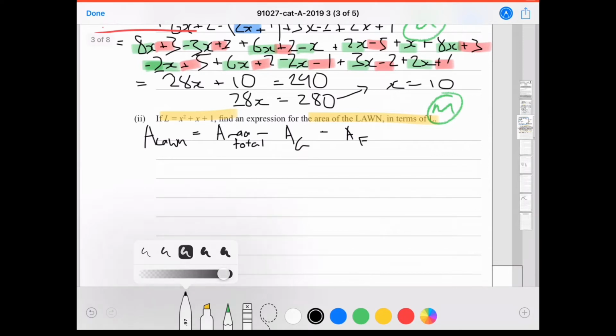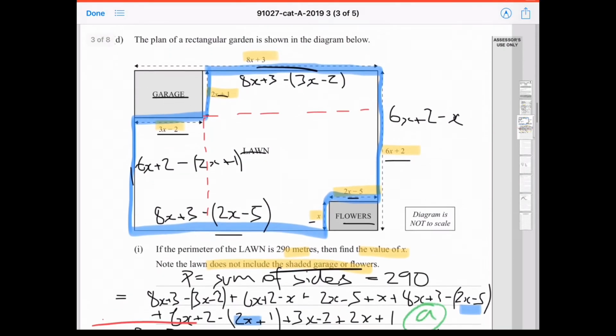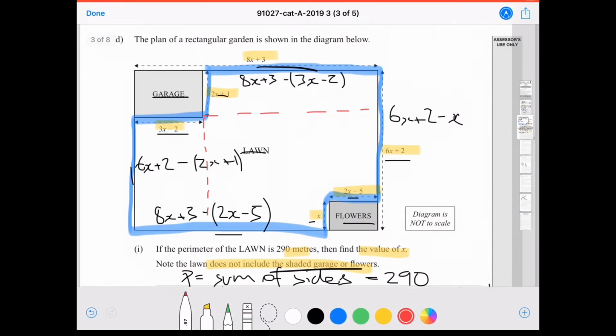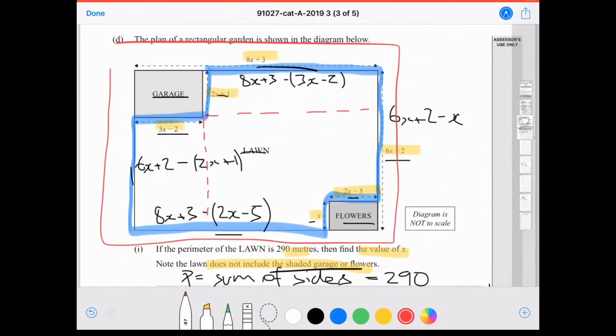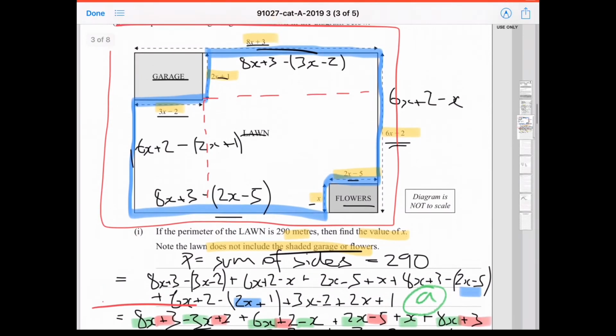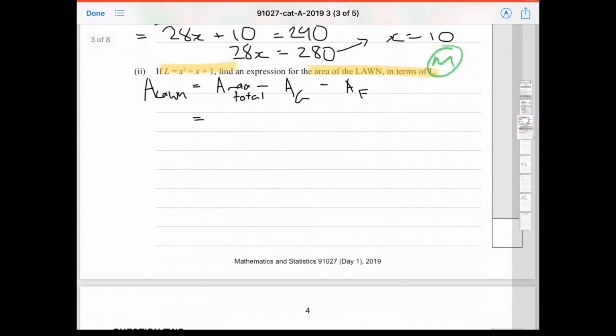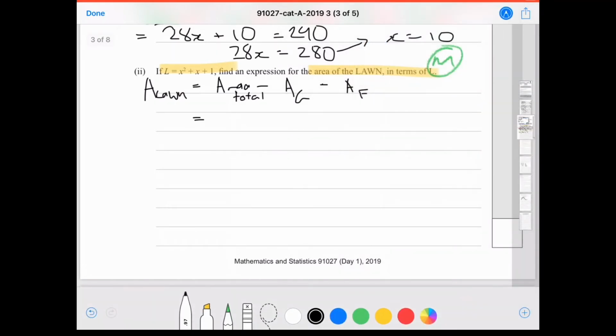And now all we need to do is express this in terms of the actual side length. So area of the lawn, that's what we're finding, equals area total, so the whole shape, and just drawing an outline, using the red, basically this whole shape, and it's a rectangle, and so our dimensions base times height is 8x plus 3 and 6x plus 2. So it'll start with 8x plus 3, and 6x plus 2.